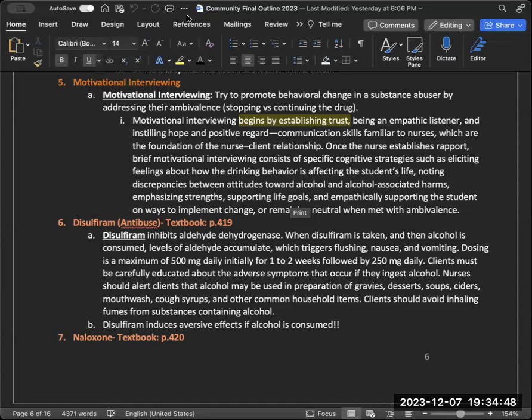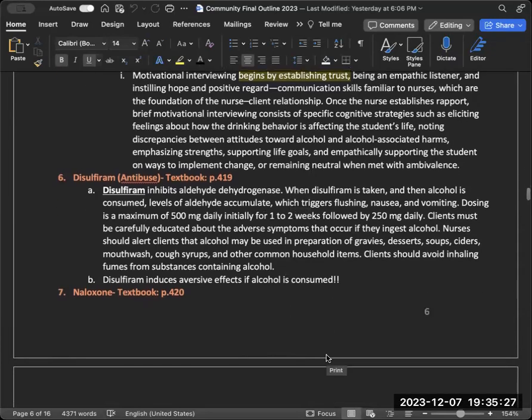The textbook said motivational interviewing begins by establishing trust, being an empathetic listener, and instilling hope and positive regard. Communication skills familiar to nurses, which are the foundation of the nurse-client relationship. Once the nurse establishes rapport, brief motivational interviewing consists of specific cognitive strategies such as eliciting feelings about how the drinking behavior is affecting the student's life, noting the discrepancies between attitude towards alcohol and alcohol-associated harms, emphasizing strengths, supporting goals, and empathically supporting the student on the ways to implement change, or remaining neutral when met with ambivalence.